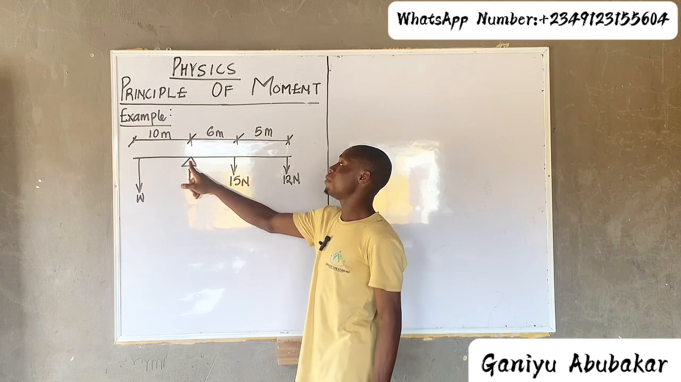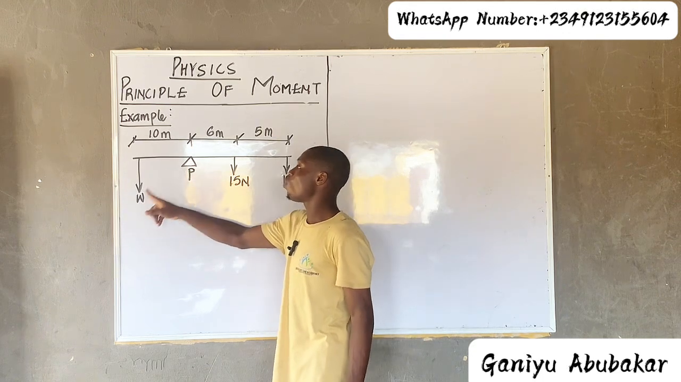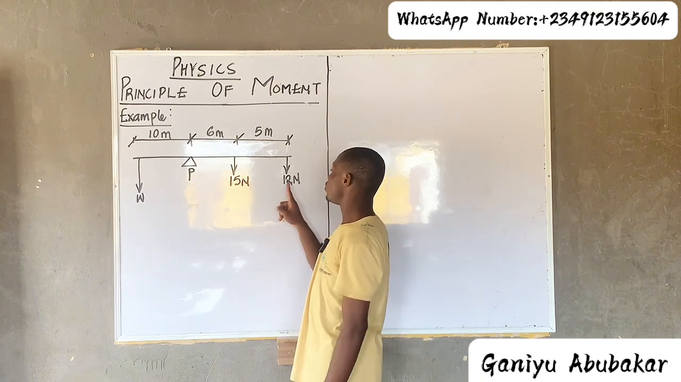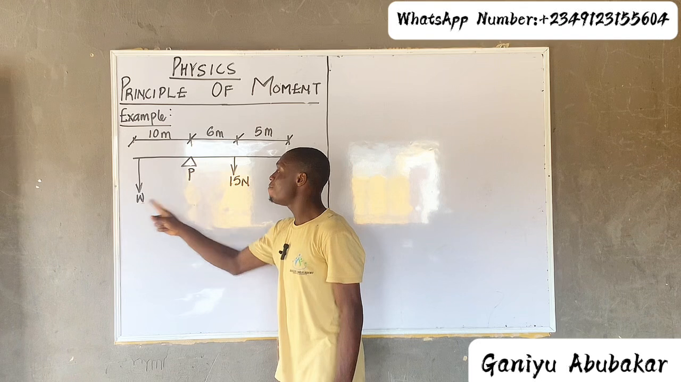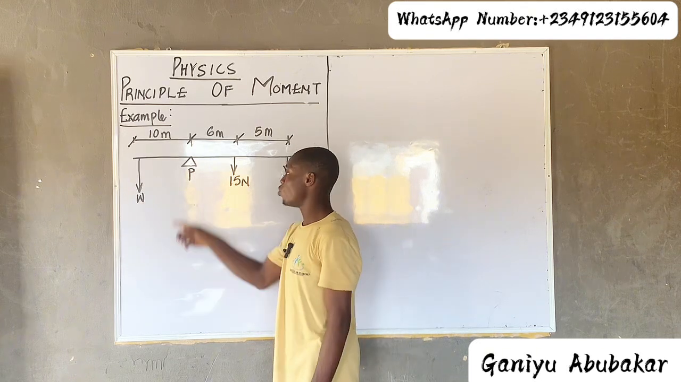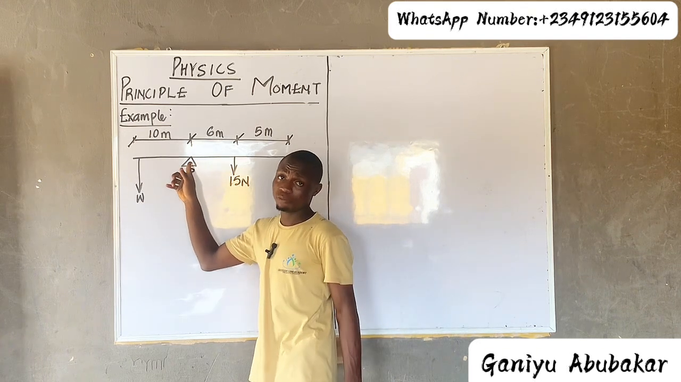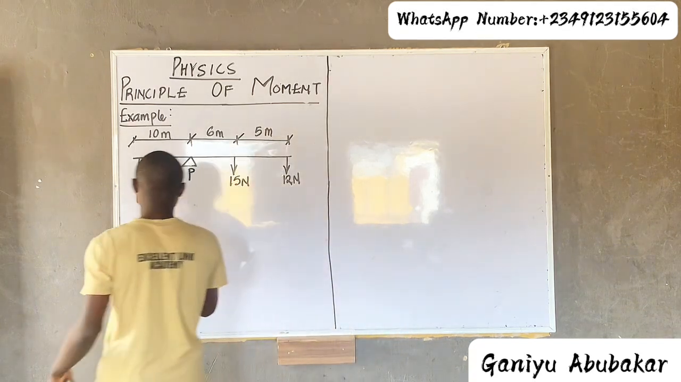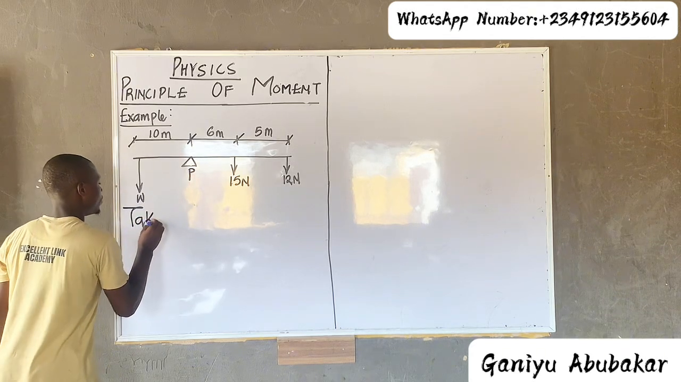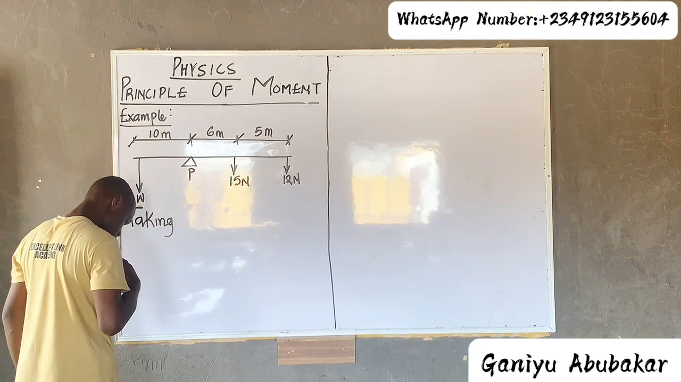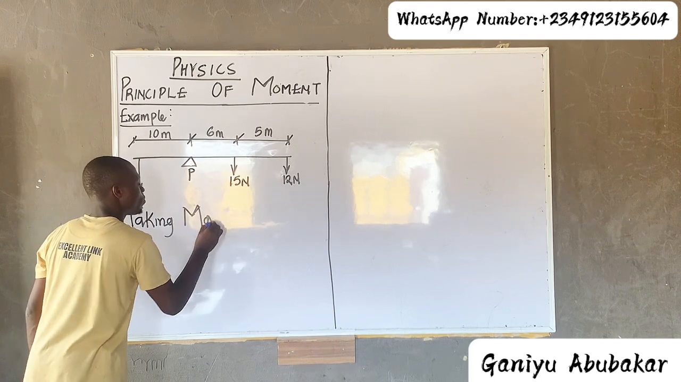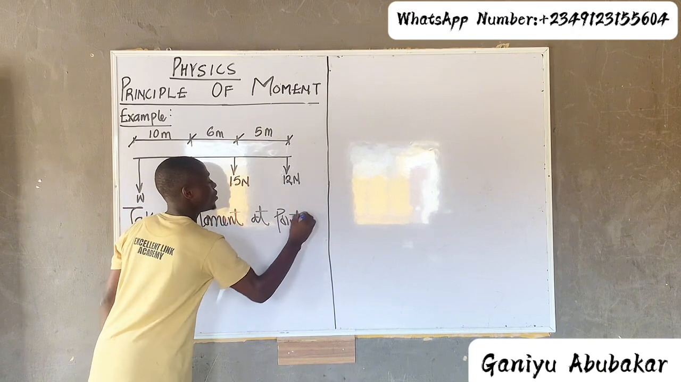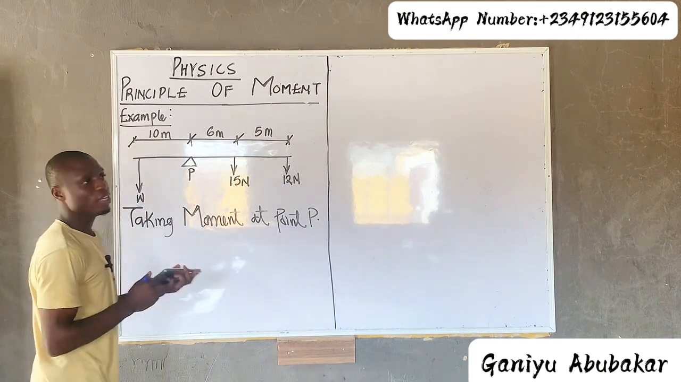So if I'm taking moment at this pivot, it means that W will come to this pivot. Similarly, the 15 force will come here and the 12 Newton will come here. That is, all the forces will come down to the place I took moment from, which is point P. So the first task here is to take moment at point P. So, taking moment at point P. Now listen up.